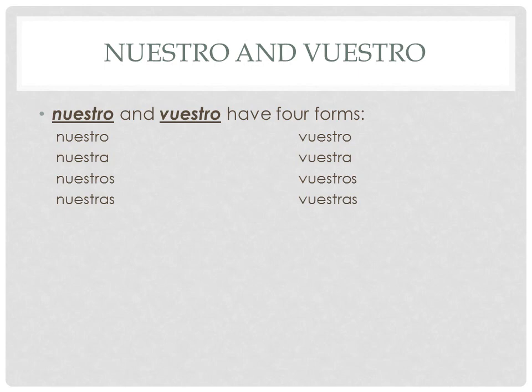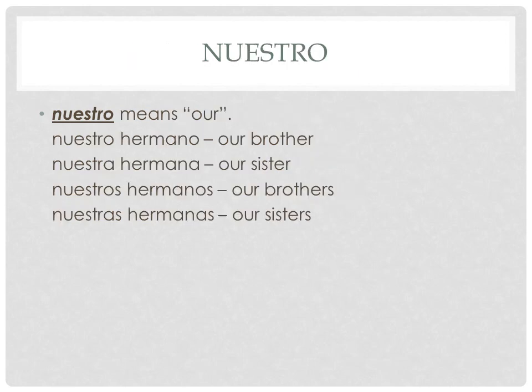So let's look at nuestro and vuestro. Nuestro and vuestro have 4 different forms. For example, nuestro has nuestro, nuestra, nuestros, and nuestras. Vuestro has vuestro, vuestra, vuestros, and vuestras. So when do we use each one of them?